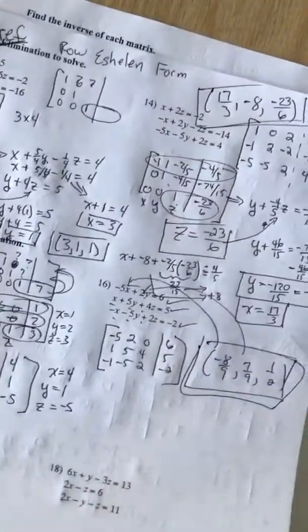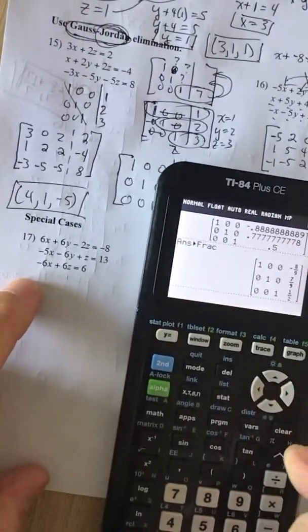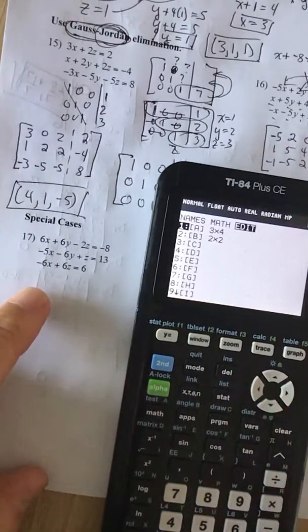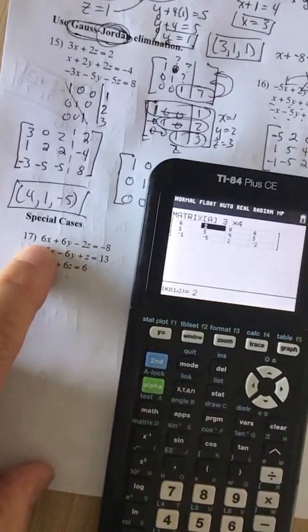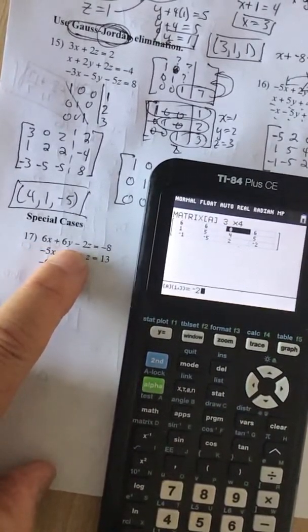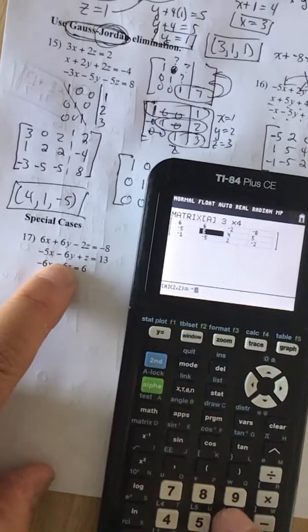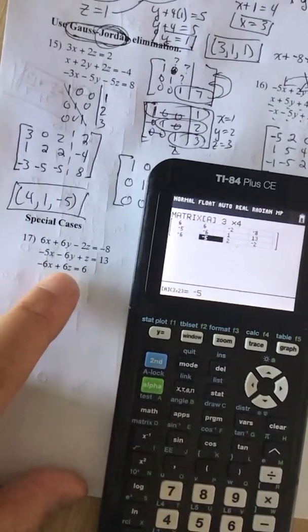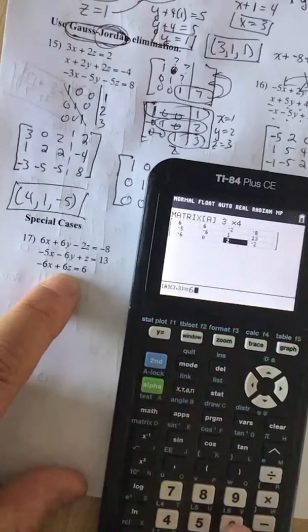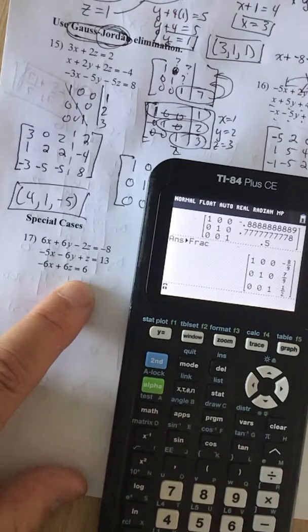Okay, let's take a look at the special cases. Sometimes these are undefined, and sometimes they're all solutions. I'm not going to write all this one down now. I'm just going to go to second matrix and put it in the calculator. It's a 3 by 4. So right here, X is 6, Y is 6, Z is negative 2, answer negative 8. X negative 5, Y negative 6, Z is 1, answer 13. X negative 6, Y 0, Z 6, answer 6.